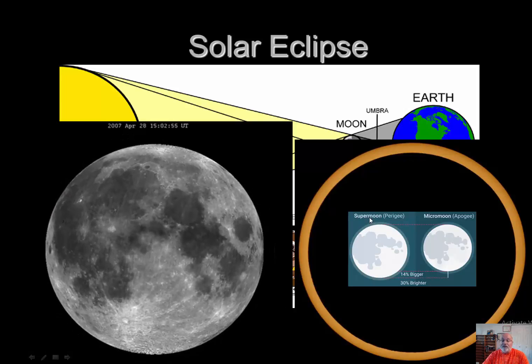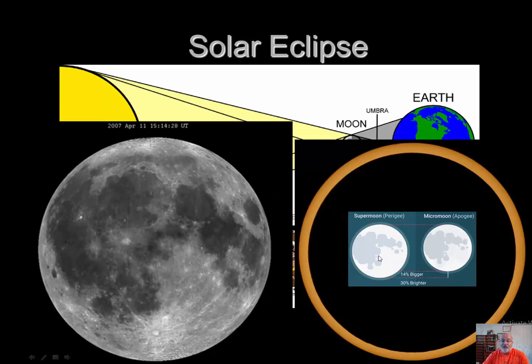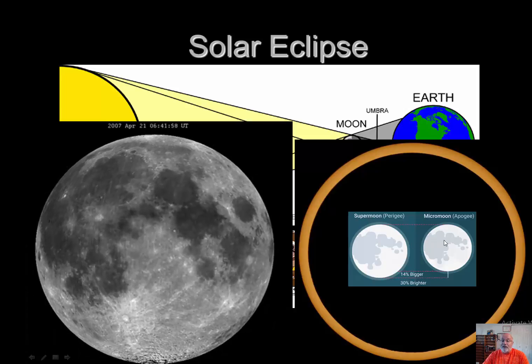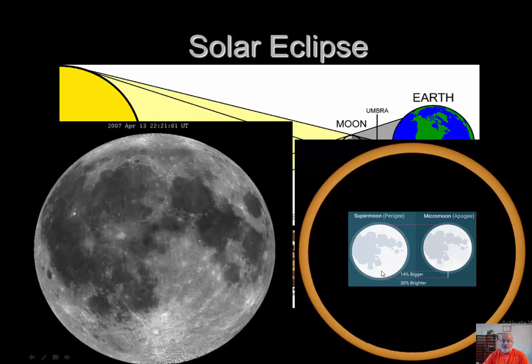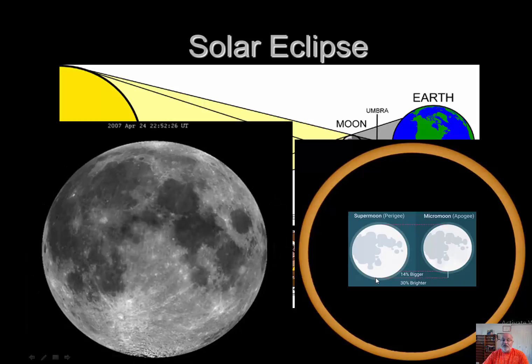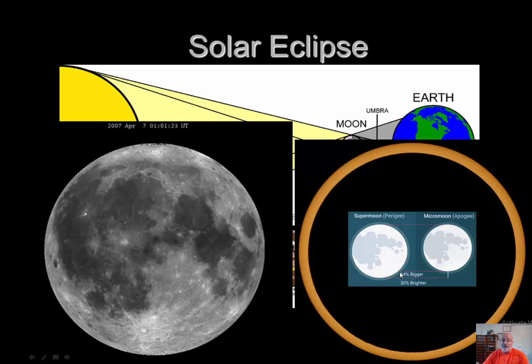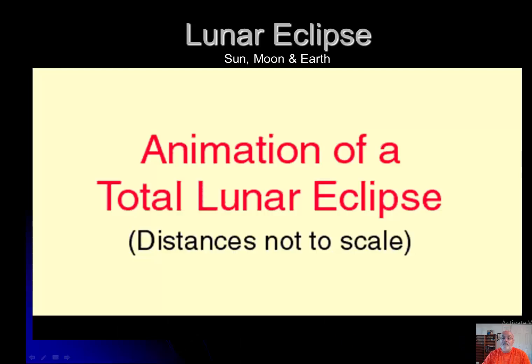And again, that's where we get a supermoon, where the moon is actually closest and it's full, or we get what's called a micromoon when it's farthest and full, and it's 14% bigger here, and it's also 30% brighter because you have double the size.